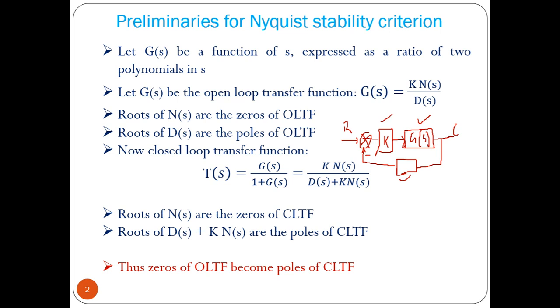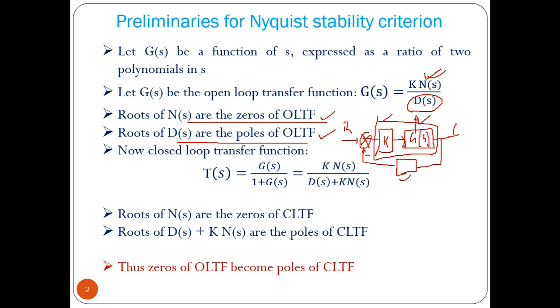Now the open loop transfer function, we can combine these two blocks and we can have K N(s) by D(s). Now the roots of the numerator polynomial N(s) are the zeros of the open loop transfer function, and the roots of the denominator polynomial D(s) are the poles of the open loop transfer function.